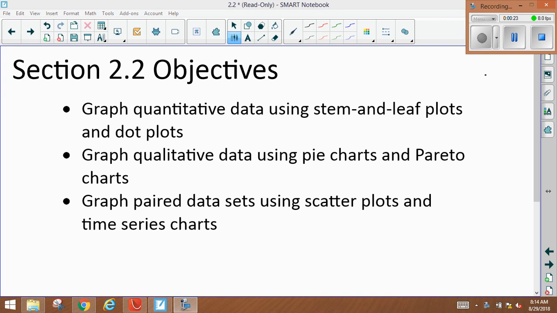We're going to graph qualitative data, so we can use pie charts and Pareto charts. And then we're going to graph paired data sets using scatter plots, right? So if I have something where we go over time, like maybe a distance over time, you know, if someone was trying to swim around Great Britain, we'd be able to graph their distance over time.